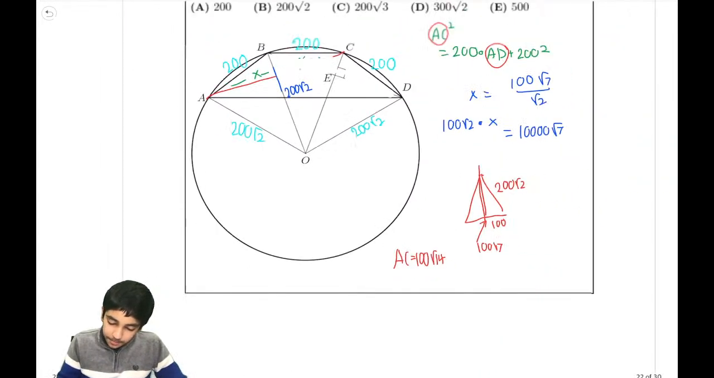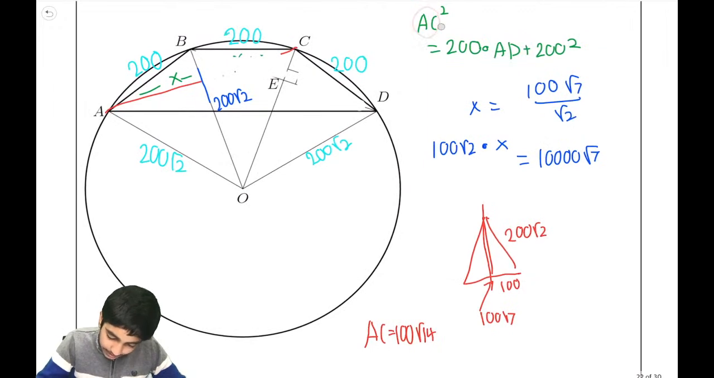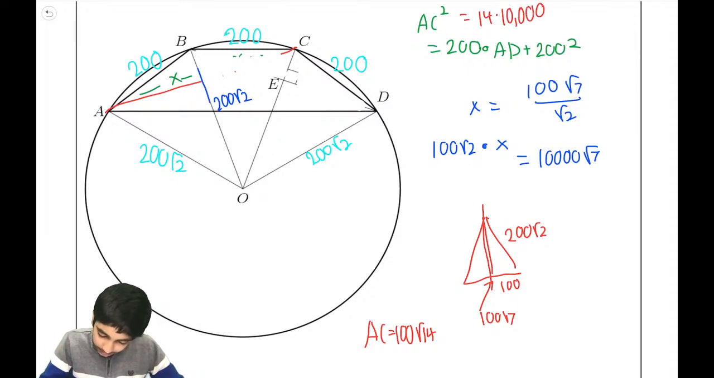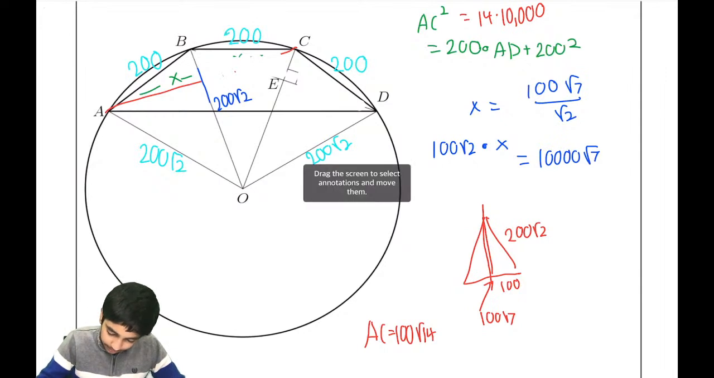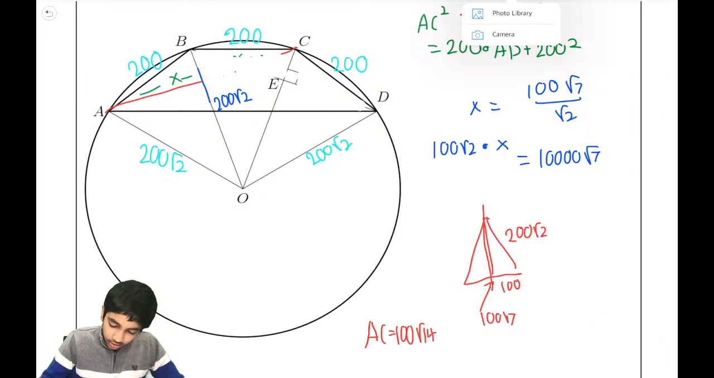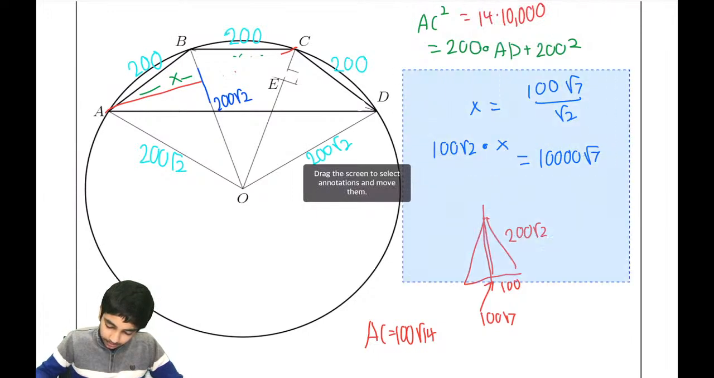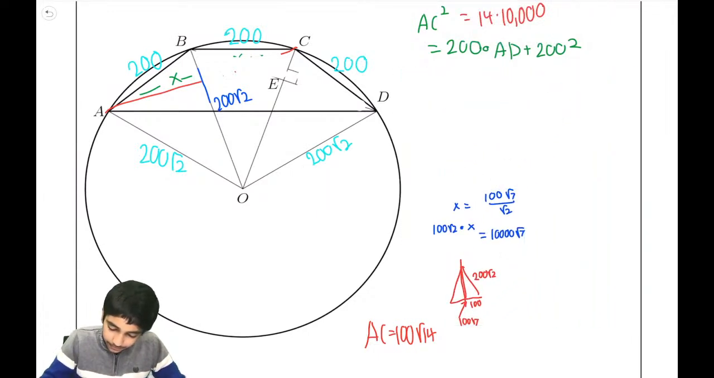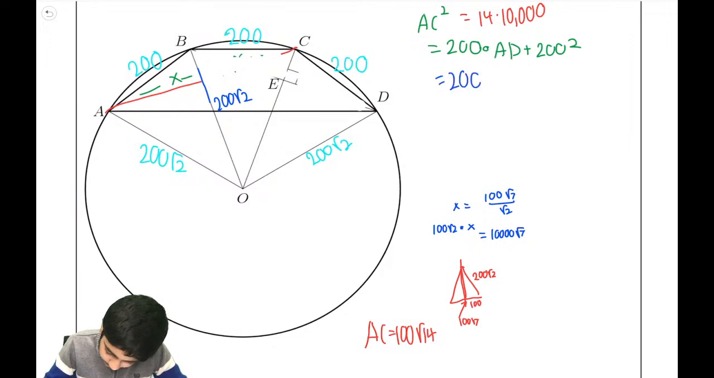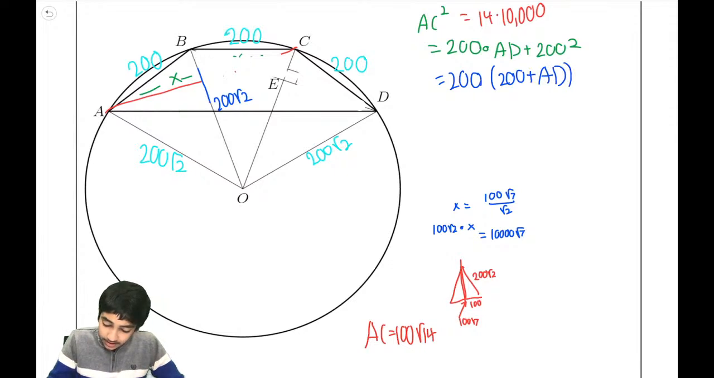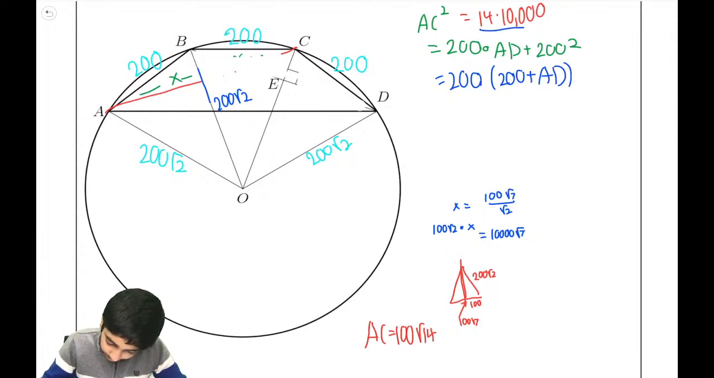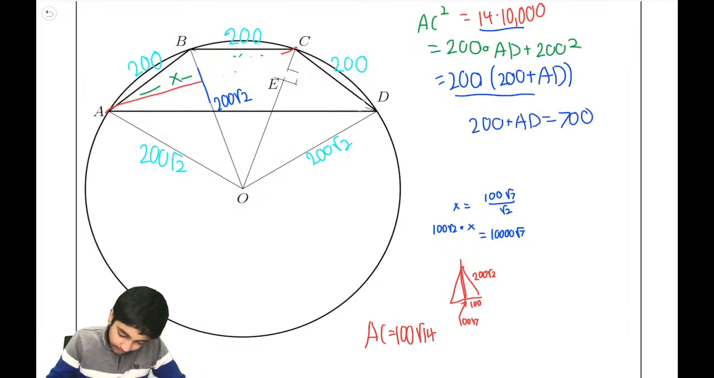We apply Ptolemy's theorem to the equation that we already got. So we have AC squared, which is 14 times 10,000, is equal to 200 times 80 plus 200 squared. Let me just move this down so I can explain it in an easier manner. Now we apply Ptolemy's theorem, and this is just going to be equal to 200 times 200 plus 80 by factoring, right? Then if we divide both sides of this equation by 200, we get 200 plus 80 is 700, so 80 is 500, and that's the answer.